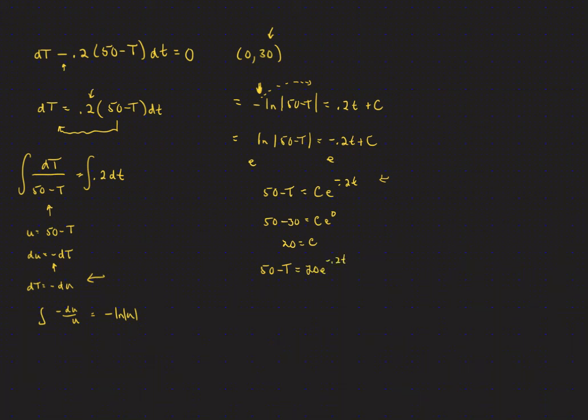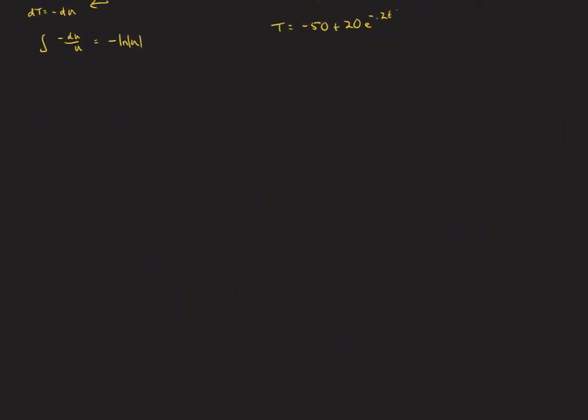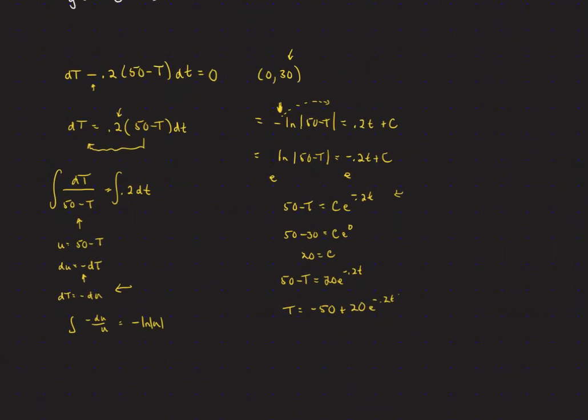Remember, we still have to solve for capital T. So I'm going to bring the capital T to the right side, adding it, and subtract the 50 to the other side. So it will look like, I believe, we're going to get capital T is equal to negative 50 plus 20 e to the negative 0.2t. Okay? All right, I think that's it for this one. Very good.